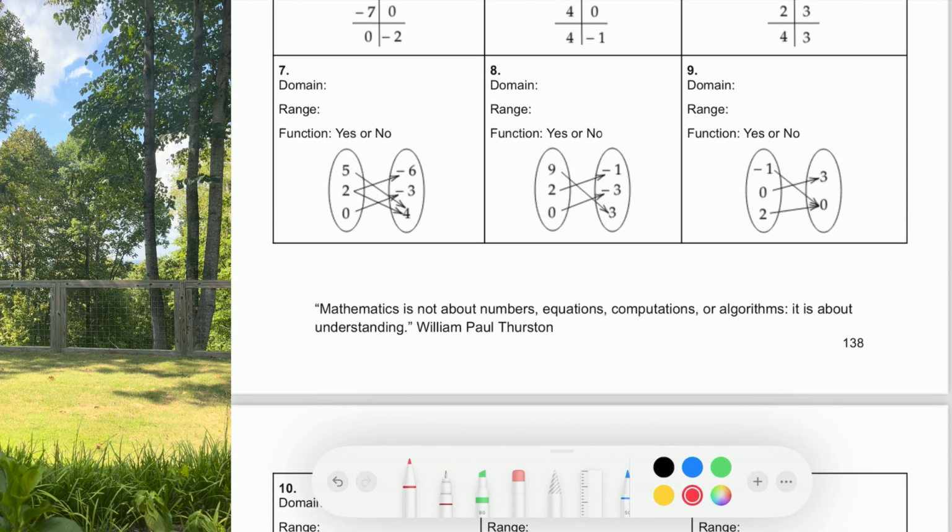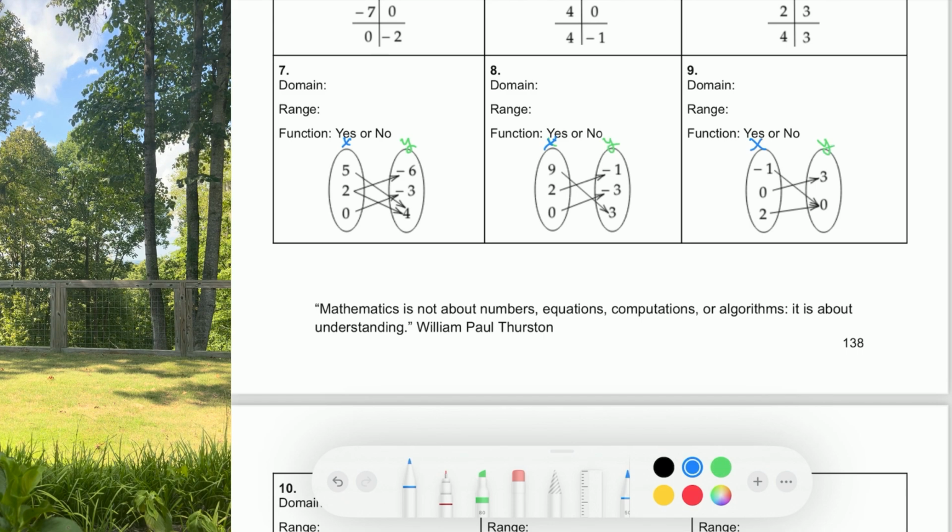Number 7. Now instead of a table, we have the bubbles. I'm going to go ahead and label them. This is x. This is y, always. So let's go ahead and label all 3 of these. So x, x, and then y, y. All right, so number 7, our domain is going to be 0, 2, 5. My range is -6, -3, 4. Yeah, in that order.